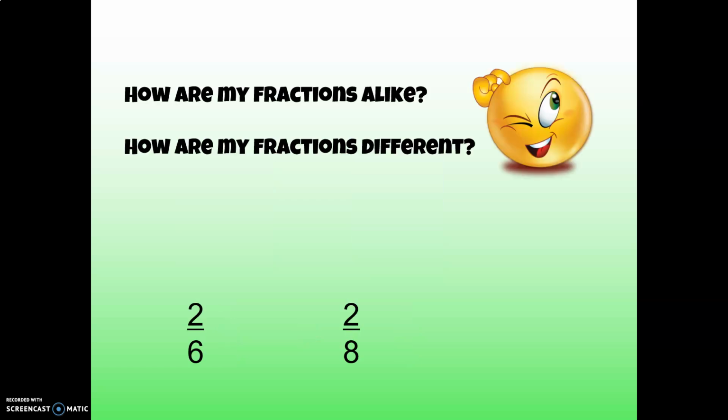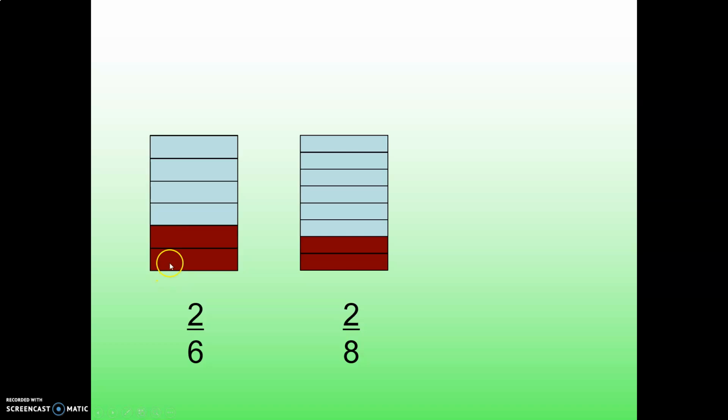Let's try another one. How are my fractions alike? How are my fractions different? Again, they have the same numerator, so I'm going to compare the size of the piece. I have 6 and I have 8. 2 6-size pieces is more than 2 8-size pieces because each of these pieces is larger. 6 is the smaller denominator, which means it has the larger pieces. 2/6 is greater than 2/8.